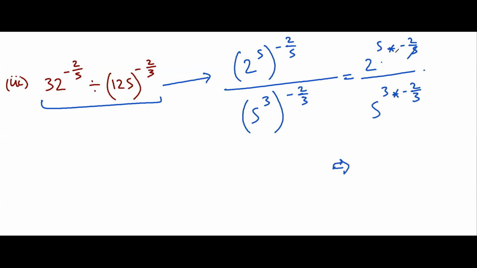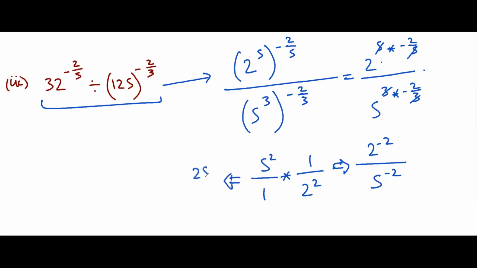I'll cancel this. I'll get 2 raised to power minus 2. When I cancel this, I'll get 5 raised to power minus 2. This I can write as 1 upon 2 square. The negative will make the reciprocal, so this will be equal to 1 upon 5 square. So the final answer would be 25 by 4.